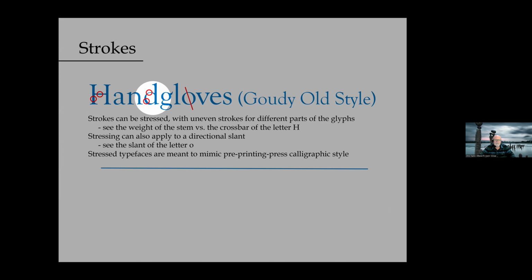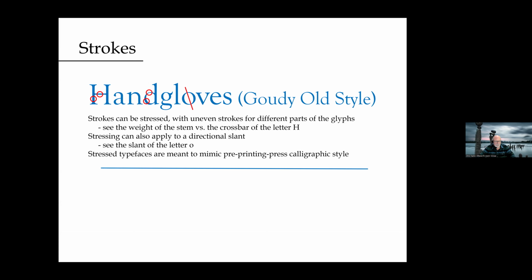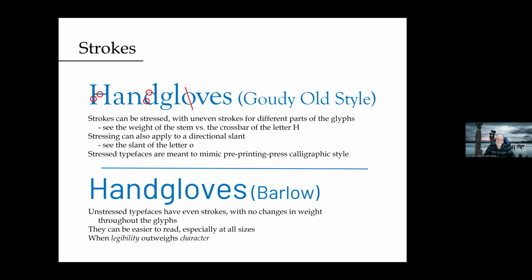On the other hand, you can have unstressed typefaces, where every part of the glyph will be either exactly the same width or very similar. So very close to being the same. You can have small differences and it's still considered to be unstressed, but by and large, throughout the glyph, the width of the stroke is about the same. So they can be a lot easier to read, especially at all sizes from huge down to really small point sizes. And they're really used when legibility outweighs character.